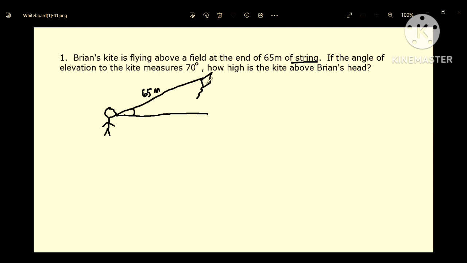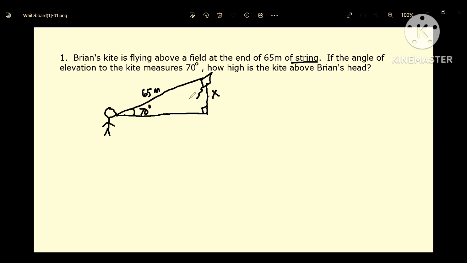Now, notice that we have formed a right triangle. By the way, this is 70 degrees. And the question is, how high is the kite above Brian's head? So this is the level of Brian's head. So we are actually looking for this distance. Now, how do you solve for x? What function is involved here? So with respect to 70 degrees, x is the opposite side, and this side is the hypotenuse.